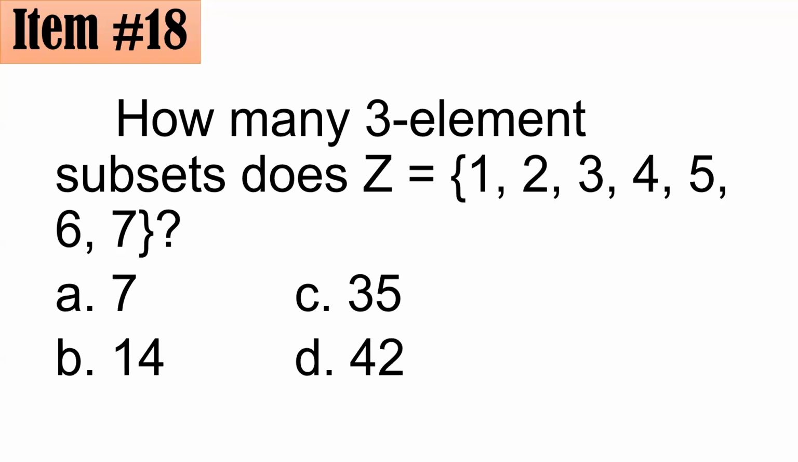Take note, ha? If you are going to make subsets, order does not matter. Halimbawa, if you have a subset na 1, 2, 3, the set 1, 2, 3 is the same as 3, 2, 1. Order does not matter. So is this permutation or combination? Does this involve permutation or combination po?